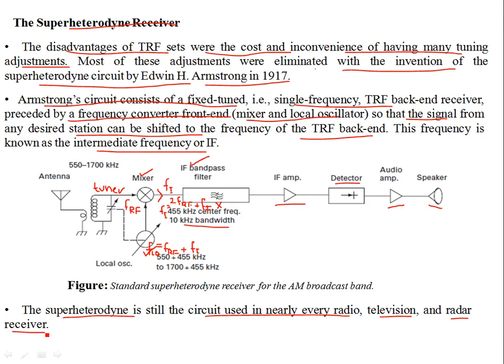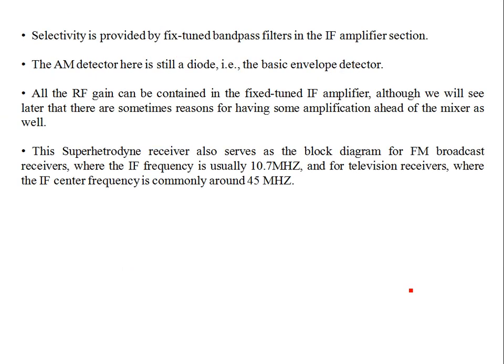So, for example, if you are going to use this for FM, then this IF frequency could be 10.7 megahertz. If you're going to use it for television, the intermediate frequency could be 45 megahertz because of the large bandwidth requirement for television transmission. So, again, over here, the selectivity is provided by a fixed tuned bandpass filter.